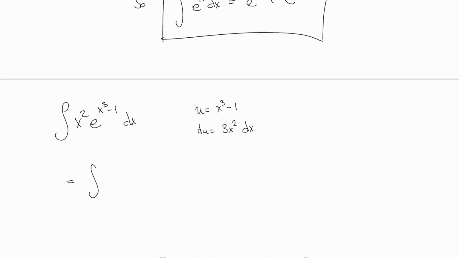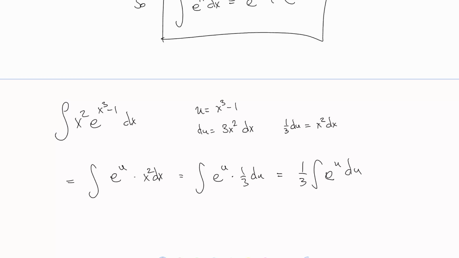What do we get? When we plug everything in, it's going to say e to the u. That's the e there with the u in the exponent. And then what's left, apart from e to the u, the other stuff is x squared times dx. And x squared times dx, we can divide the 3 here. 1/3 du equals x squared dx. So this becomes integral e to the u times 1/3 du. Pull the 1/3 out like we always do. There you go. Now the substitution is finished.